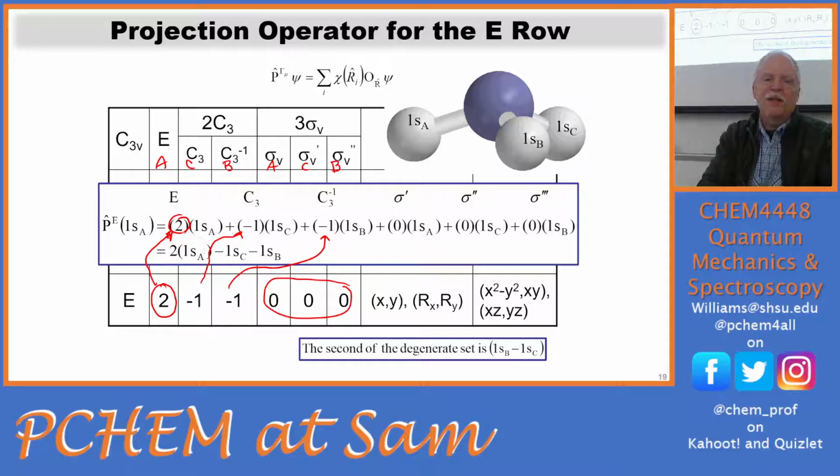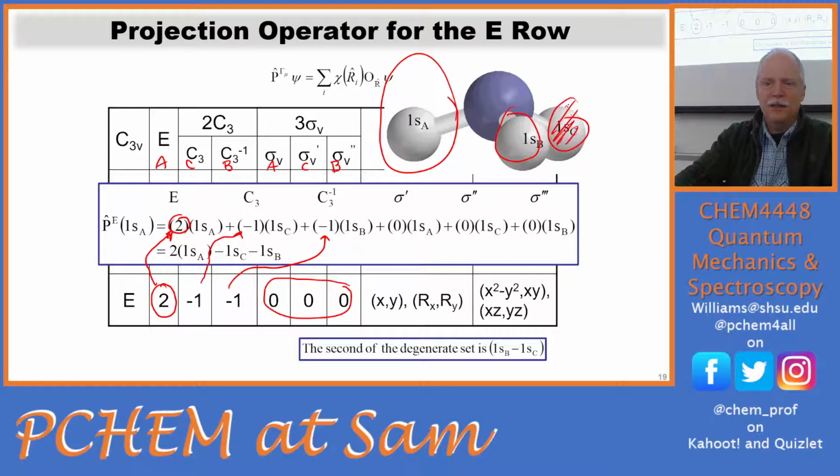Now we can't get rid of the 2 because it's important. It can't be pulled out and stuffed into a normalization constant. And so we keep it. So it's a 2 times 1SA minus 1SC minus 1SB. So what does that mean? Well, it kind of means that 1SA is twice as big, and 1SB and 1SC are shaded, the minus signs. Let's make the minus signs shaded. And so that's what this orbital looks like. It has a node right down the middle.